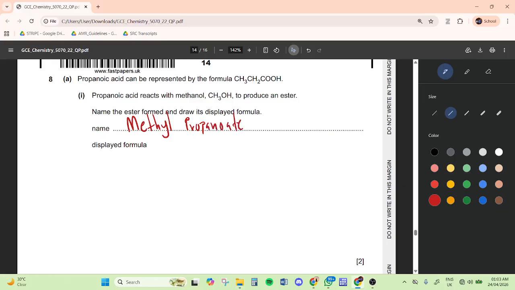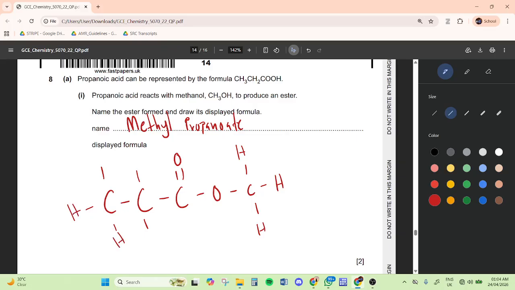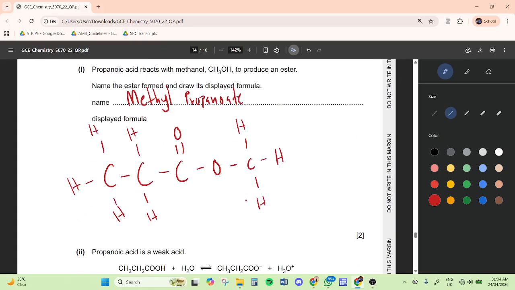But whenever you're drawing it, it's going to be the opposite. So if the naming convention is alcohol first and then carboxylic acid, the drawing is going to be carboxylic acid first and then the alcohol. So this will be C, C, and then another carbon. So this will have the ester linkage, O, and then C. So H over here, H over here, H over here, and then you just fill in the rest of that. All right, let's move forward.